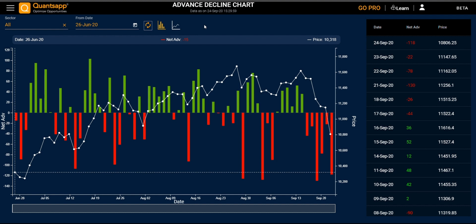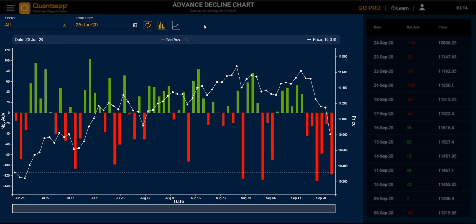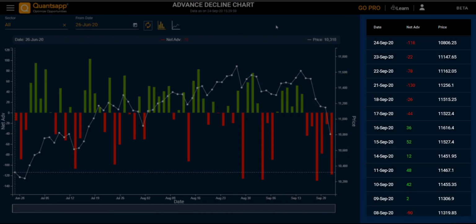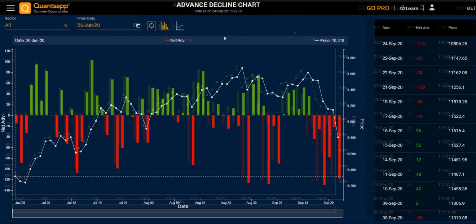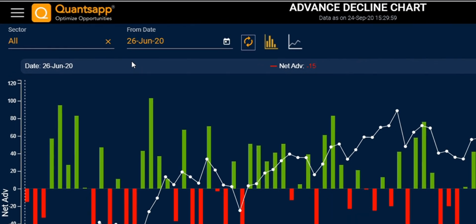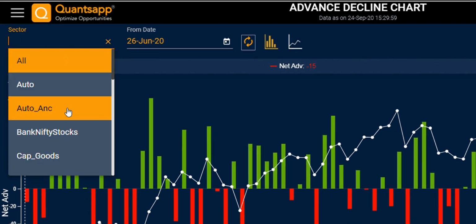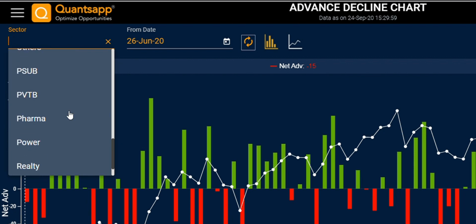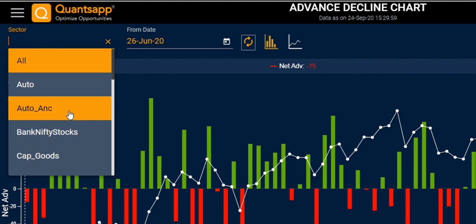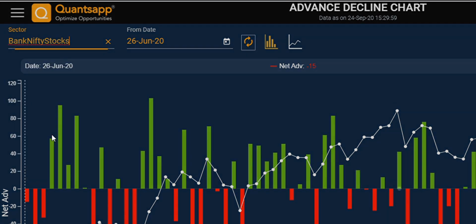Moving towards the advanced decline chart, here you have the graphical representation of the graph, and here you also have the tabular view. Further, you can select your desired sector. You have a list of sectors. Let's take Bank Nifty stocks.